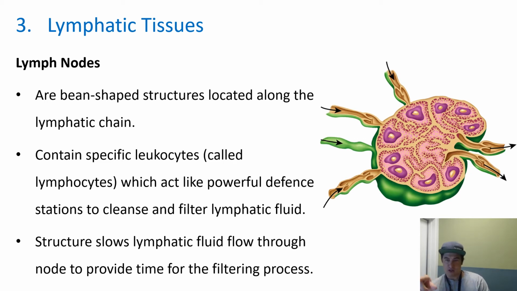The structure of this lymph node, you'll see you've got 4 arrows coming in and 2 arrows leaving. What this does is slows down the flow of fluid through the node so that internally the lymphocytes and the structures within the node can clean out any foreign invaders that are inside those lymph nodes, like a filtering process. So the flow of lymph fluid slows down so that this process can be more efficient.